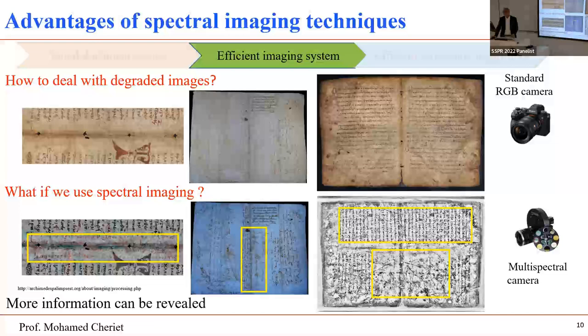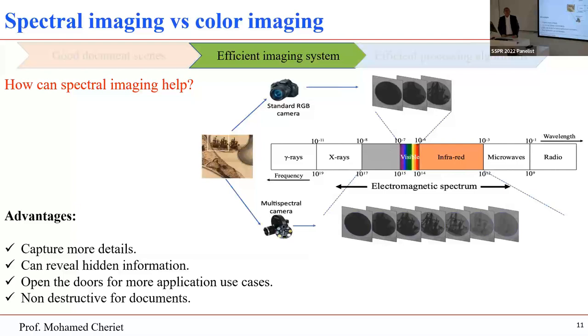So how can spectral imaging help? This is the electromagnetic spectrum, and you have the frequency and the reverse side, the wavelength. It's exactly the same one, it's just the inverse. And you have all the spectrum from the radio, microwave, infrared, visible, ultraviolet, X-ray, and so on. And from this you can have a stack of information depending on what you are looking for.